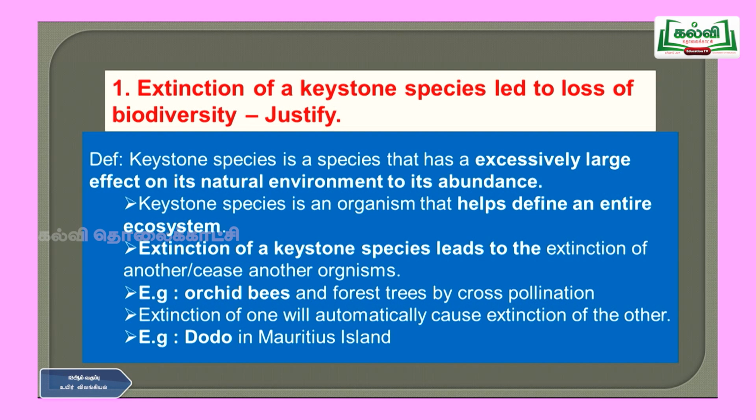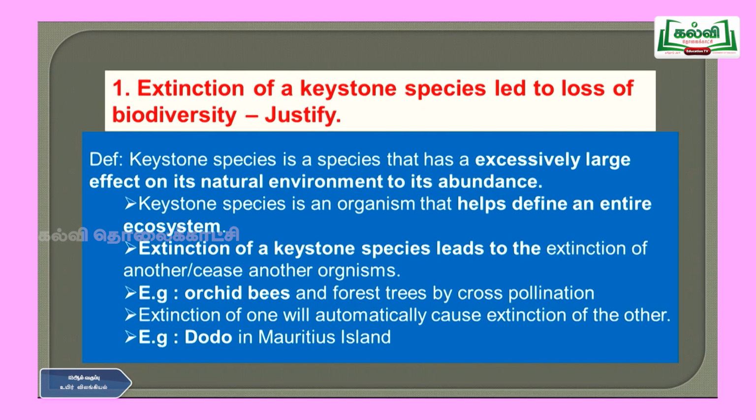Extinction of a keystone species leads to loss of biodiversity, justify. So the definition of keystone species you have to write first. So keystone species is a species that has an excessively large effect on its natural environment relative to its abundance. So keystone species is an organism that helps define an entire ecosystem. Extinction of a keystone species leads to the extinction of another organism. When that keystone species is lost, it can lead to the loss of other species also which are depending on that species.